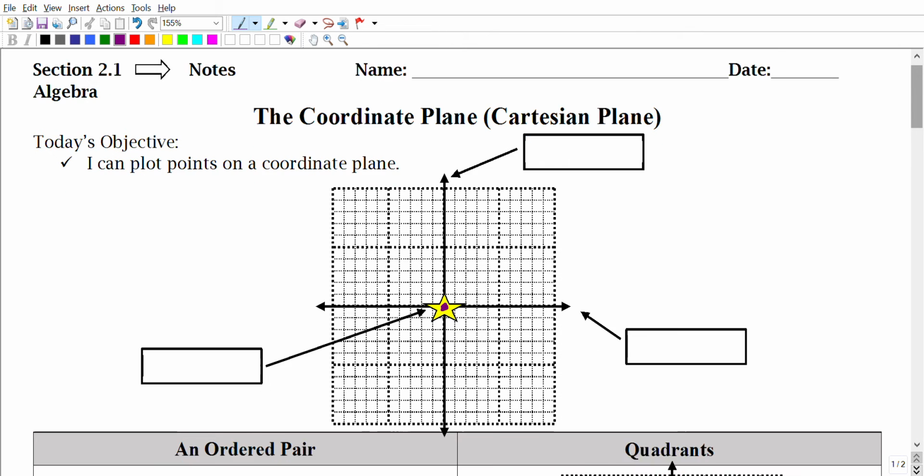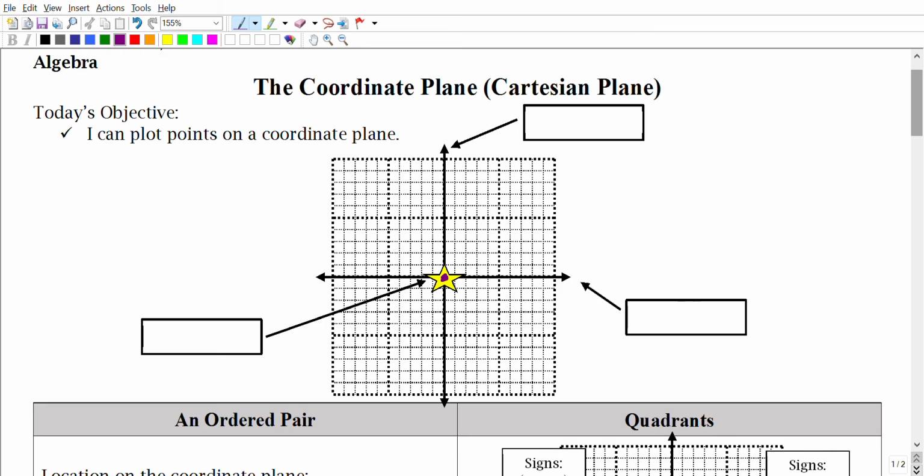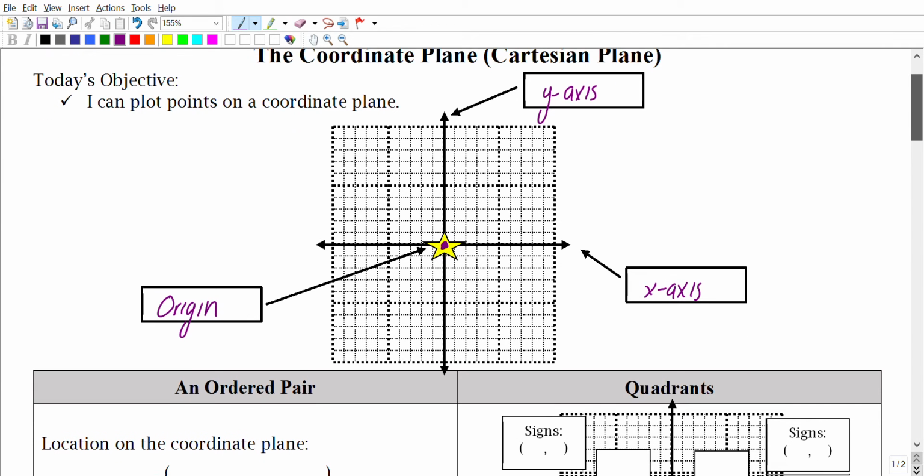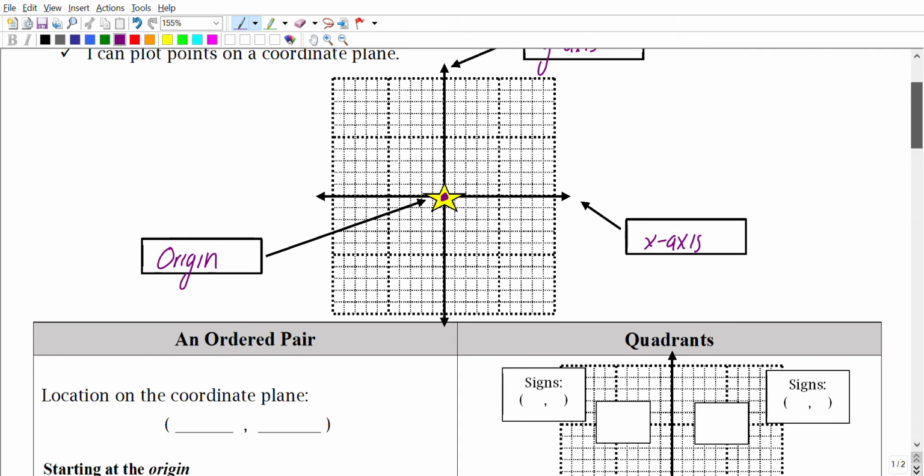So our coordinate plane consists of a y-axis and an x-axis. Those two meet at the very center, which is something we call the origin. Okay, so those are just a few keywords that we're going to need to know in order to plot a few points and reach our objective.